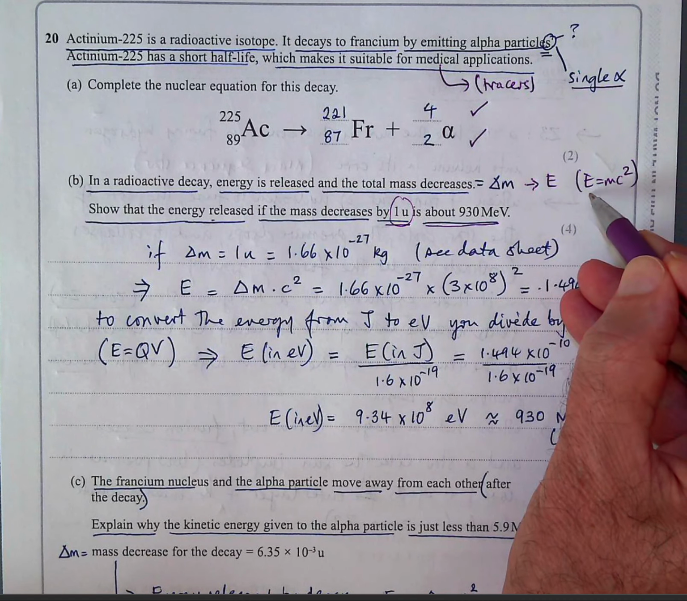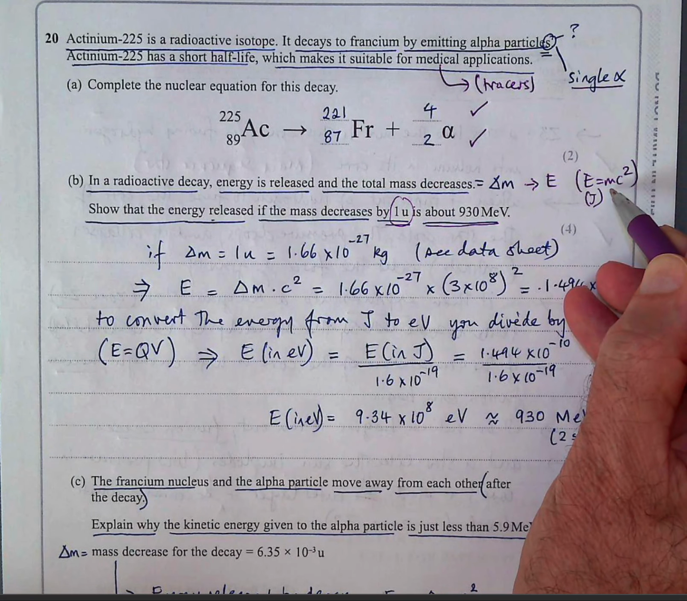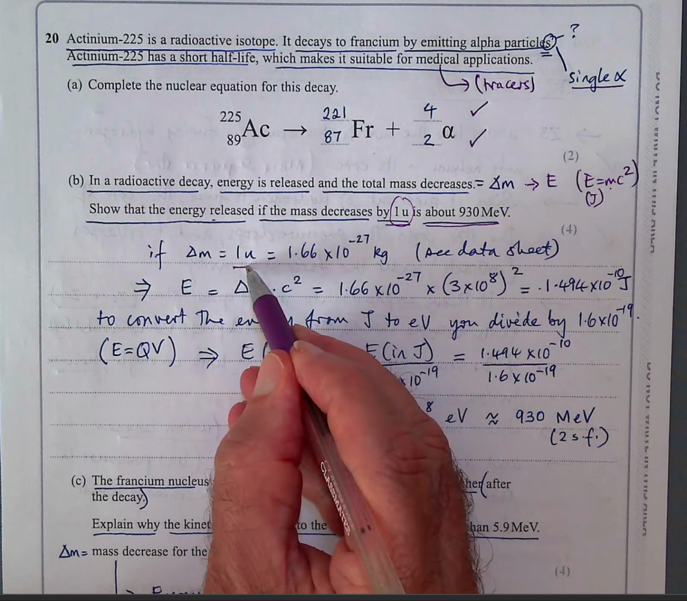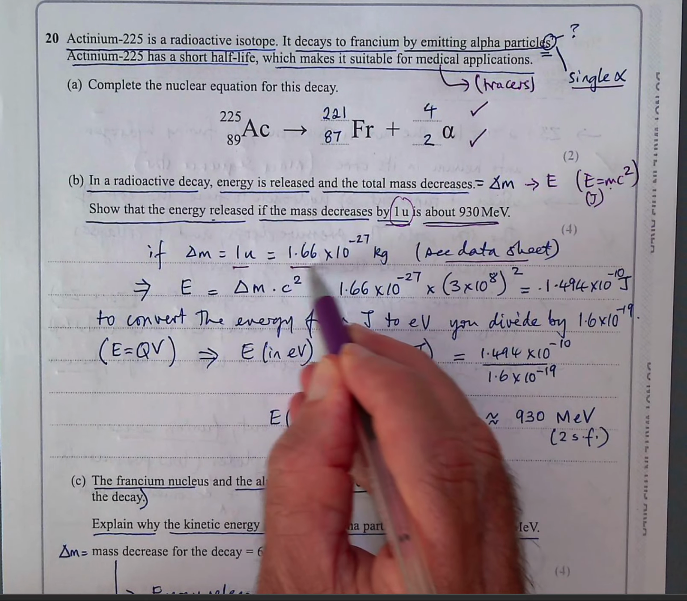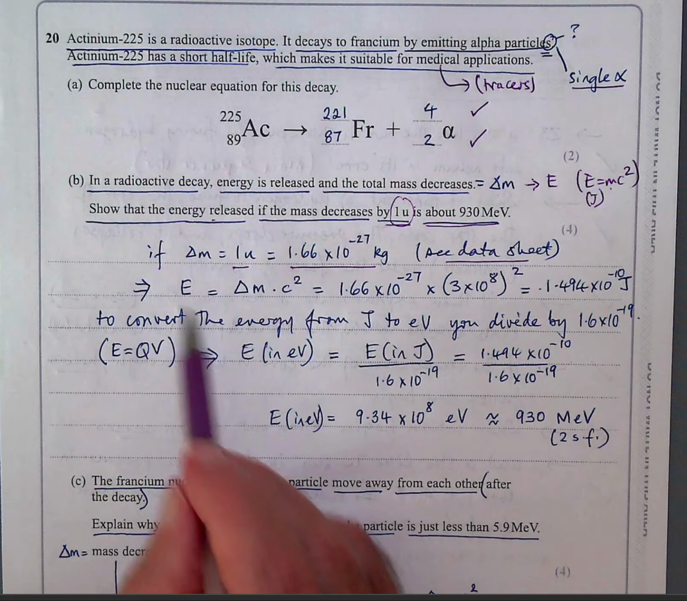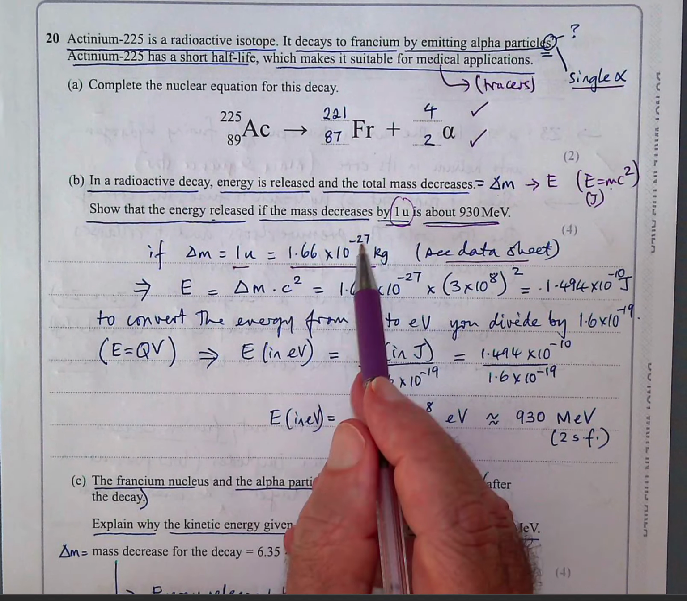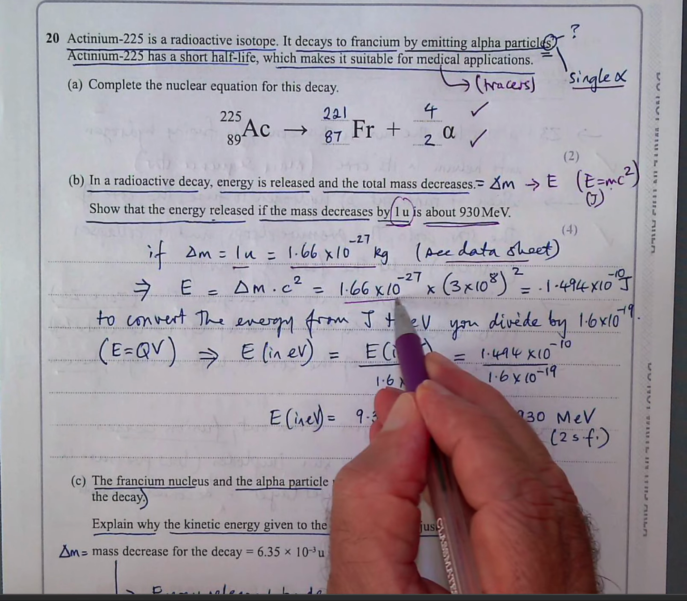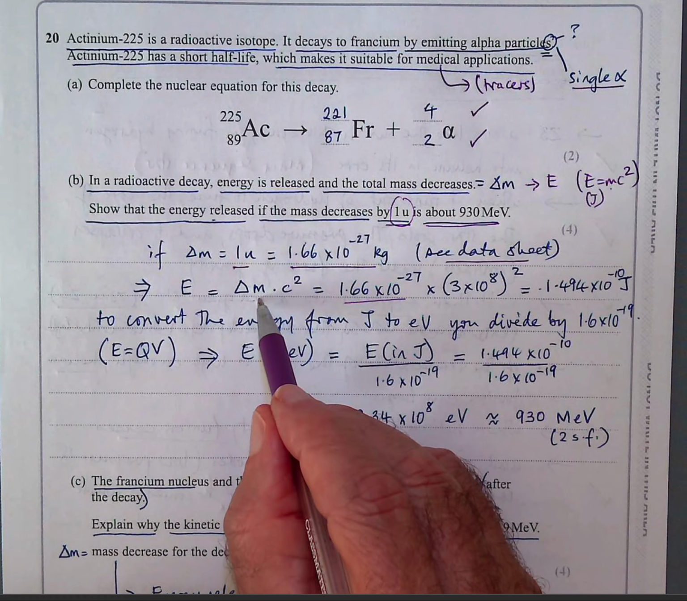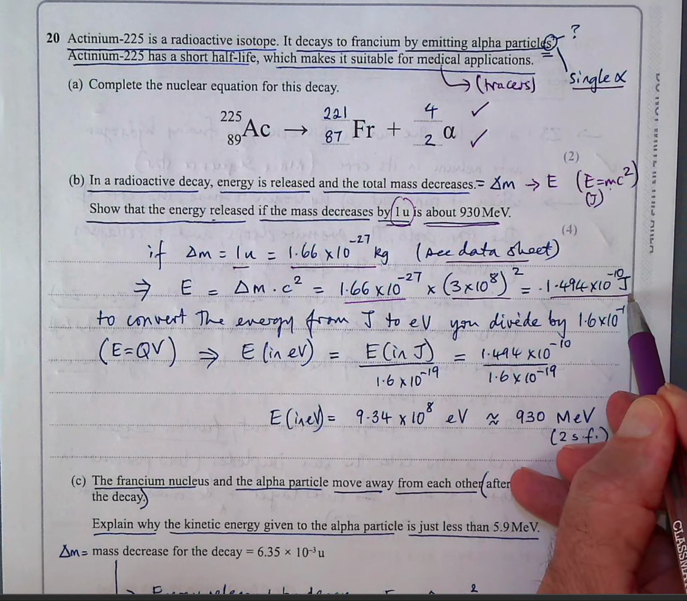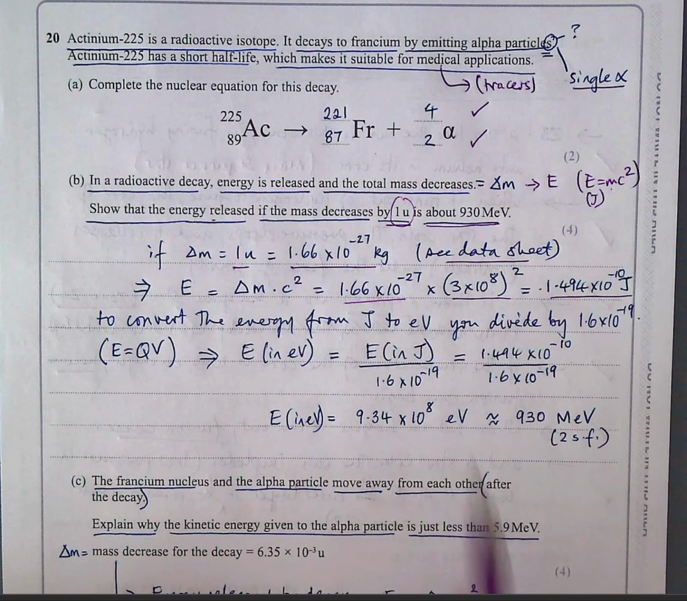Well, this equation, the E, gives you a value in joules if you know the mass in kilograms. One unit on your data sheet is 1.66 times 10 to the minus 27 kilograms by definition. So if you use this equation, and the mass decreases by a complete unit, that will be 1.66 times 10 to the minus 27 multiplied by the speed of light squared, and it gives you this value. That's how much you would get in joules.